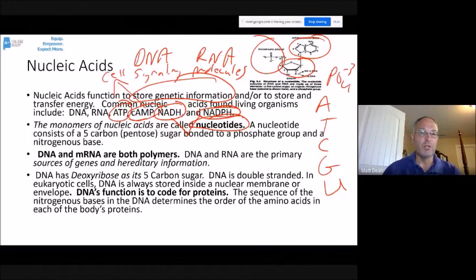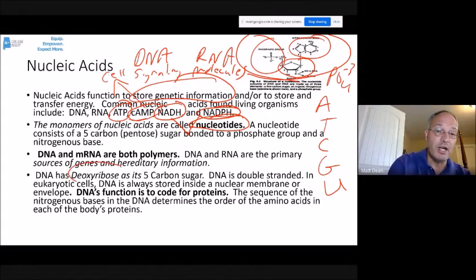Again, most nucleic acids are polymers. DNA and RNA are polymers. They're made of many of these nucleotides hooked together in chains or maybe multiple chains. And they're the primary sources of our genes and our hereditary information. DNA is made of a sugar called deoxyribose, a 5-carbon sugar. We know it's made of 2 strands of nucleotides connected together.